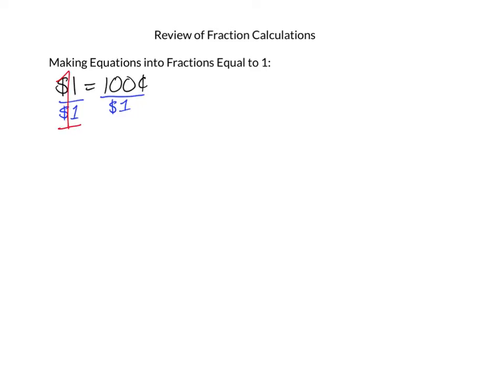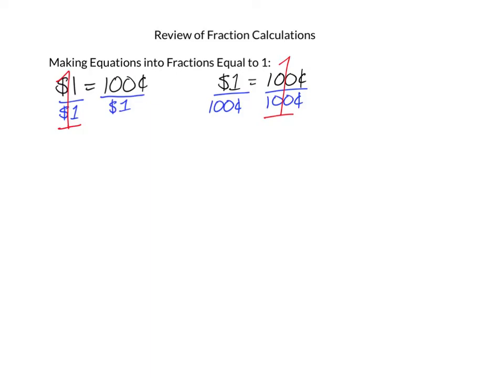Similarly, I could take the same equality, $1 is equal to 100 cents, and this time divide both sides by 100 cents. And again, we see that this fraction that we made is equal to the number 1. So why do I want to make the number 1? Well, because in math, you know that if I multiply or divide by 1, I get the same number. I get the same answer.